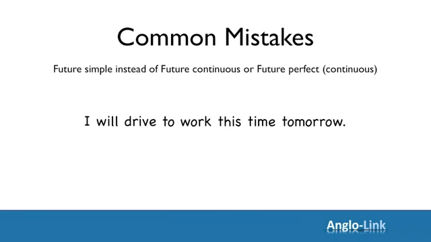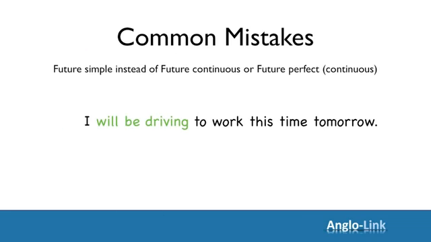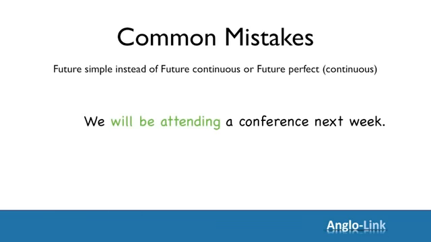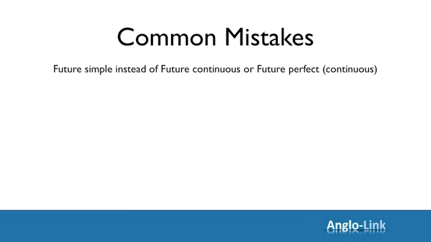I will drive to work this time tomorrow. Action taking place at a specific time in the future. So not will drive, but future continuous, will be driving. Let's look at the next example. We will attend a conference next week. A future arrangement. Again, not future simple, will attend, but future continuous, will be attending.